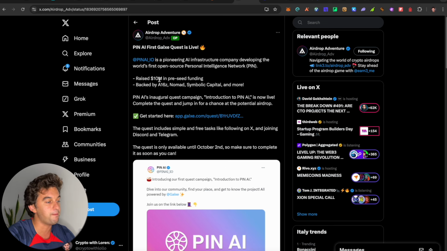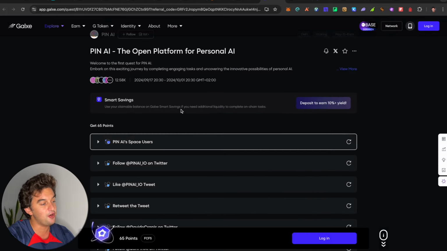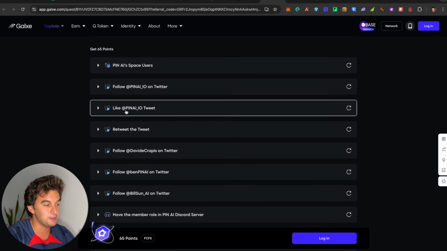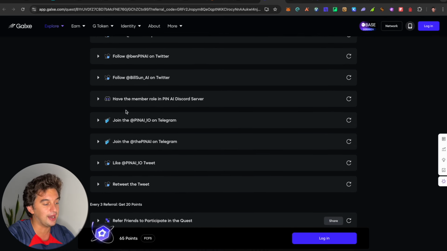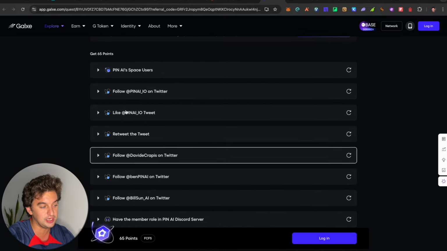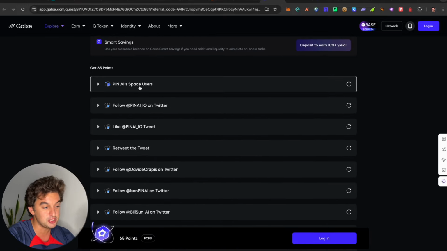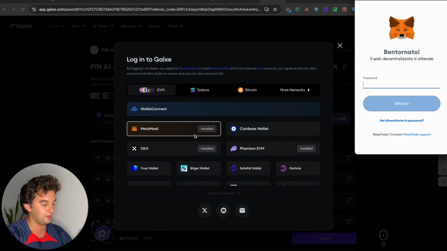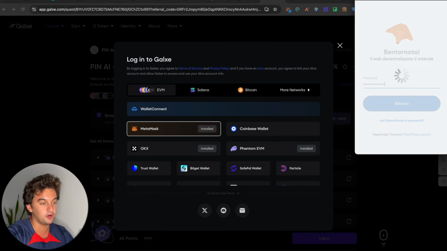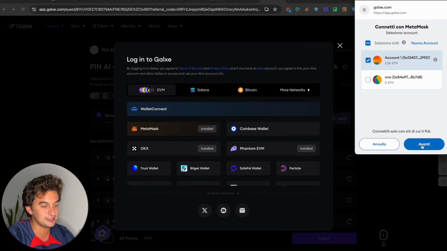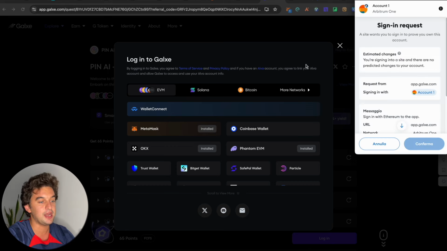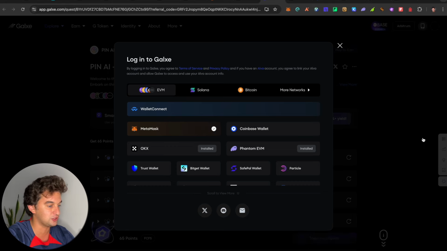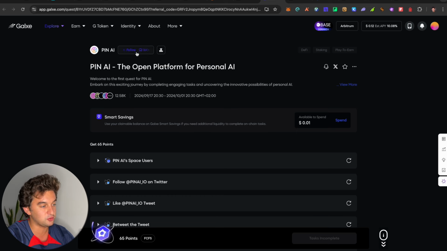We also have the Pin AI first Galaxy Quest over on Galaxy, which is now live. Very under-farmed, only 13,000 people, and all of this, as we see over here, is free to go and do. So I will leave you the link down below. We got the Pin AI Space users, which simply means to go and follow them, click follow over here, connect your wallet. For example, over here we do have my MetaMask, so we connect our wallet over here. We are going to go over on the Galaxy situation, confirm the wallet, and you are good to go. This is the Galaxy Quest app over here. You go and follow, as we see over here, click on follow.